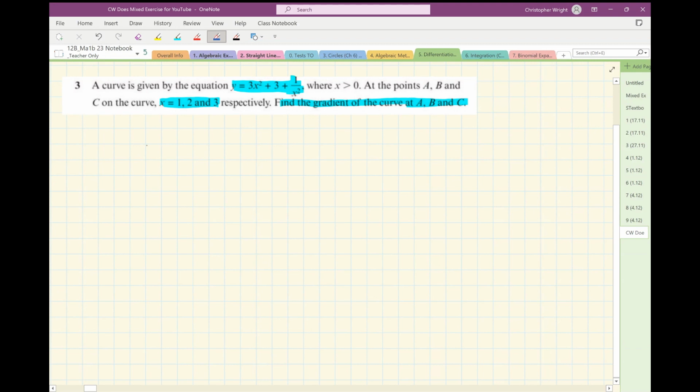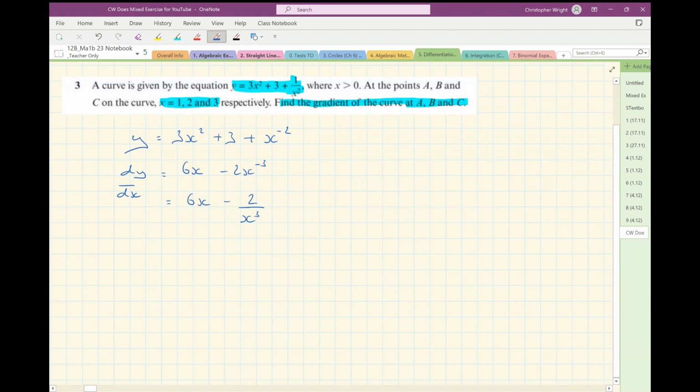So I'm going to rewrite this equation, writing this last term as x to the power of minus 2, because that will make it easier for me to differentiate. So when I differentiate this, I get 6x minus 2x to the minus 3, which I'm going to rewrite as 6x minus 2 over x cubed.